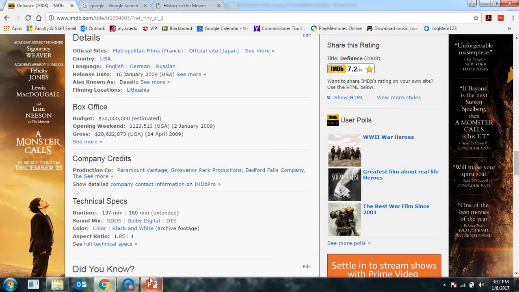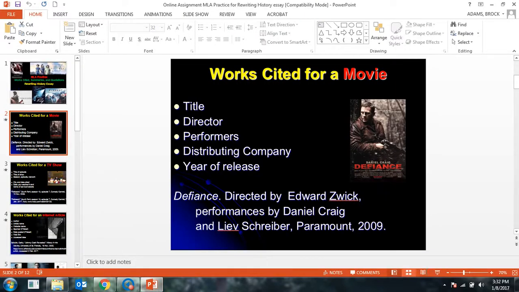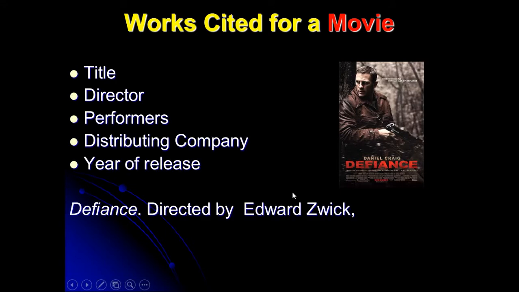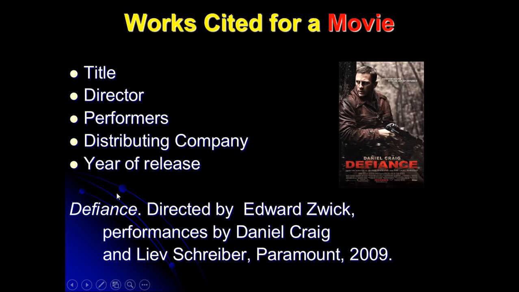So if we go back to our lecture, we've got all of our information, and when we put it all together, this is what it looks like. The movie title in italics, and then we want to put the words directed by and the director's full name, comma, performances by, and then our actors, and here I've just got the first 2 actors, the company name, and then the year it was released. Don't forget to tab over any lines other than the first and put a period at the end. But this is what it looks like when we put it all together. So that is for a movie.